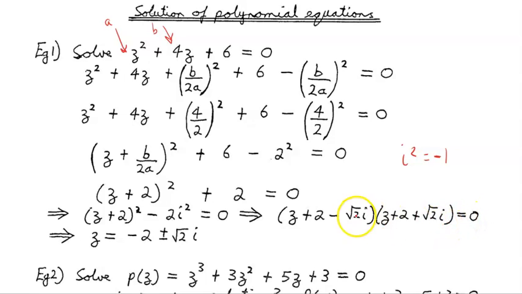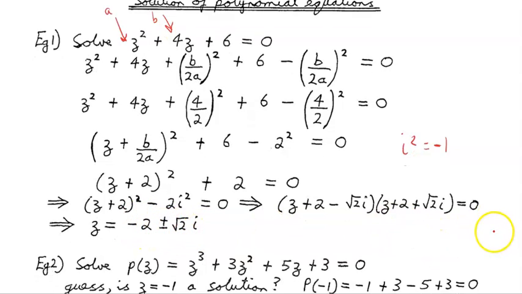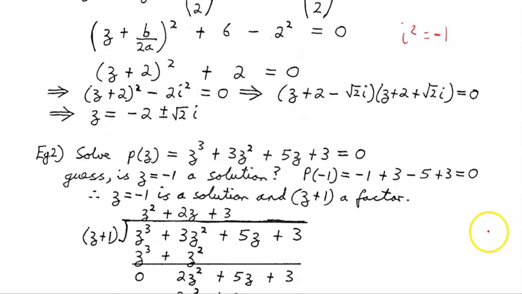All right, we've been able to factor that, so we now solve using the null factor law. The first factor will give us z equals minus 2 plus square root 2i, and this one here will give us z equals minus 2 minus square root 2i, or z equals minus 2 plus or minus root 2i. All right, first one done.